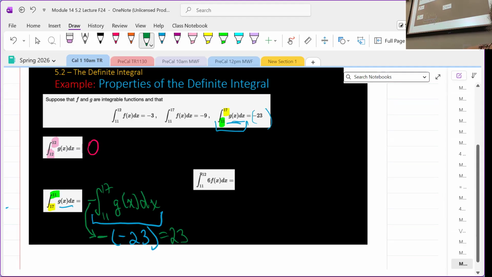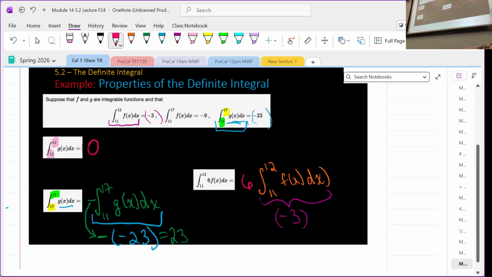Now my 11 to 12 of 6 times f of x, well, the constant just gets pulled out front. So this is 6 times the integral from 11 to 12 of f of x dx. And then 11 to 12 of f of x dx is the same as negative 3. So 6 times negative 3 gives us negative 18.